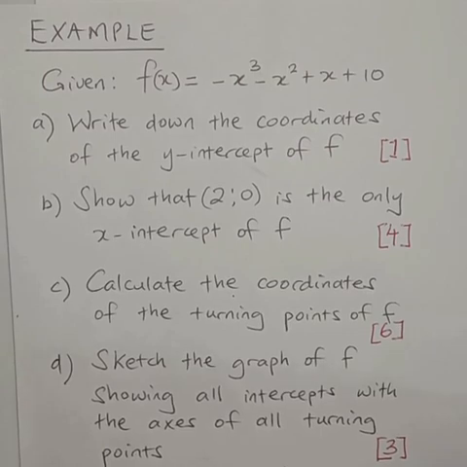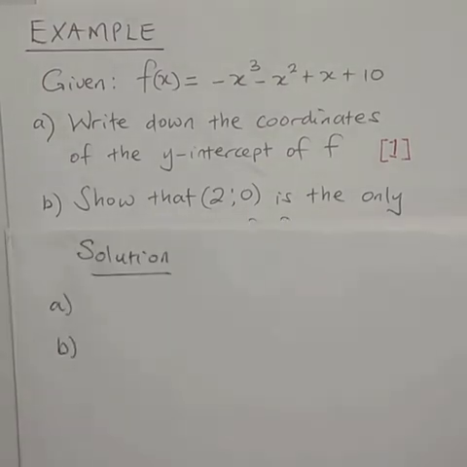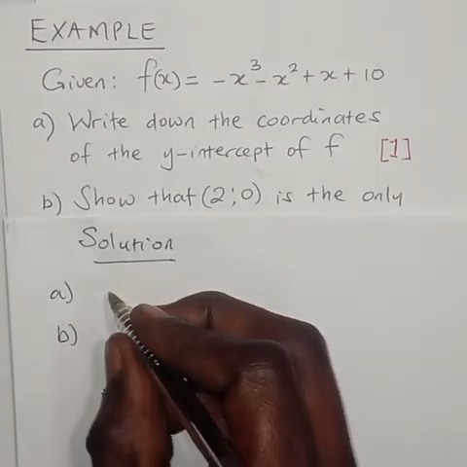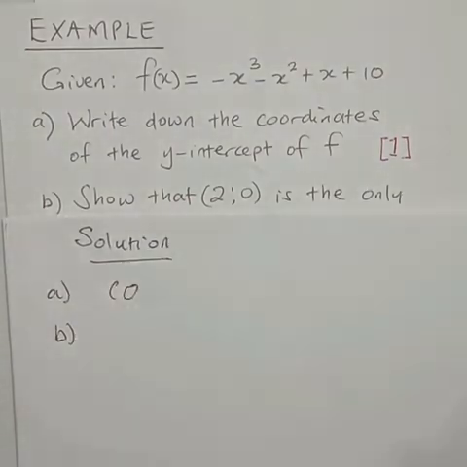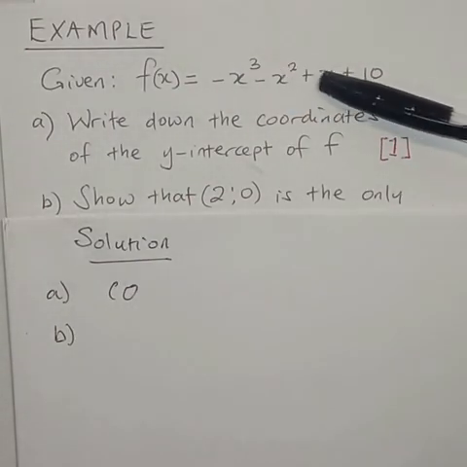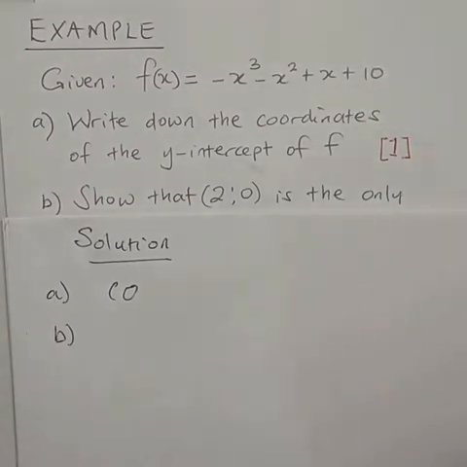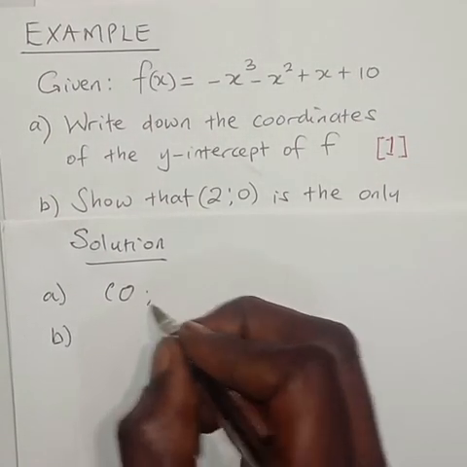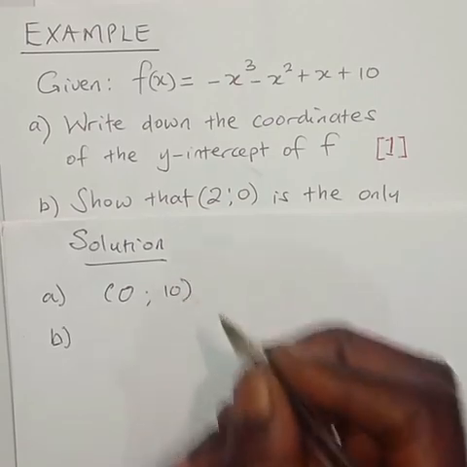We are required to write down the coordinates of the y-intercept of f. At the y-intercept, x is 0. So wherever there's x, we put a 0 to find the y-intercept. So in this case, the coordinates are 0, and if you put a 0 in for x there, you get 10. So this is the y-intercept.